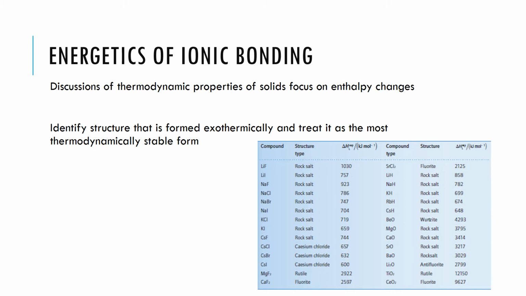Now, when we're talking about solids, and in particular ionic solids, we tend to focus our discussions on these enthalpy changes. And you can see there's a table there from lithium fluoride right the way through to cerium oxide at the bottom of the periodic table. The key values there are the change in enthalpy that's associated with the formation of these solids. And we'll talk more about this on the next slide.